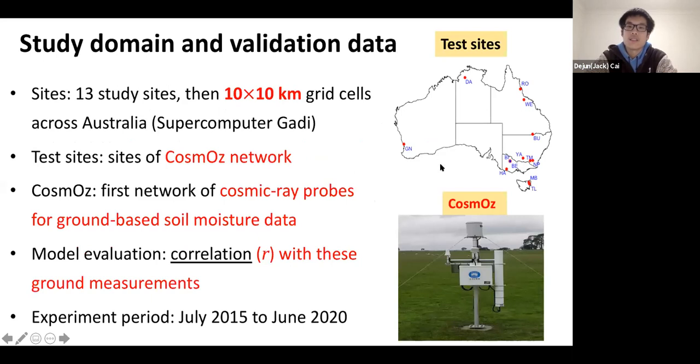We first test the MCMC calibration at 13 study sites in Australia, and then apply that over every 10 by 10 kilometer grid cell across Australia on the supercomputer Graphical. In particular, these 13 sites represent the Cosmos network, which is the first network of cosmic ray probes in Australia to provide ground-based measurements of the soil moisture. The model performance is evaluated by the correlation with these ground measurements from July 2015 to June 2020.